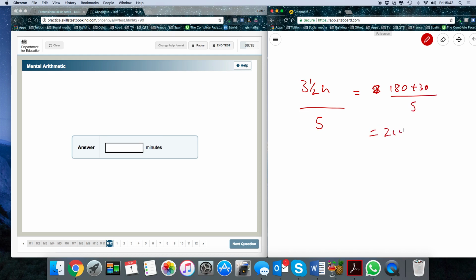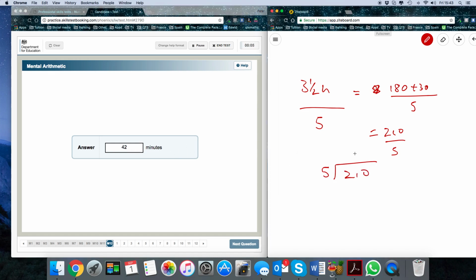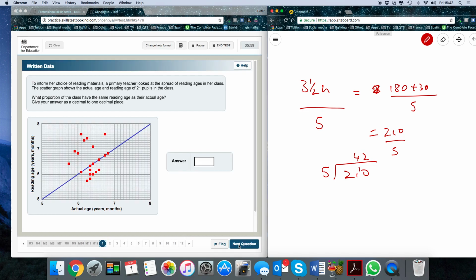Okay, so 3.5 hours, you need to convert 3.5 hours into minutes, and then again, bus stop method. I'm just going to type the answer in. 5's into 21, go 4, carry 1, 42. 42 minutes is your answer. The reason it's 5 is because it said weekday evening. So it's all about getting those key numbers written down as we're going along.